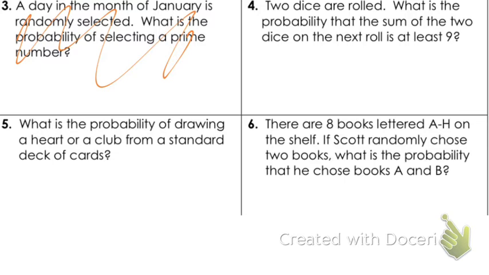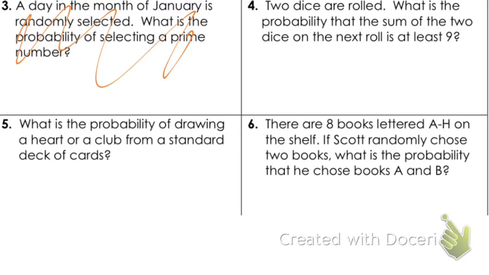2 dice are rolled. So I have 2 dice here. There's 6 sides on each. They're both fair dice, aka there's nothing funny about it. They both have a 1, a 2, a 3, a 4, so on and so forth, all the way through 6. If they're both rolled, we want to know the probability that the sum, addition, of the 2 is at least 9.